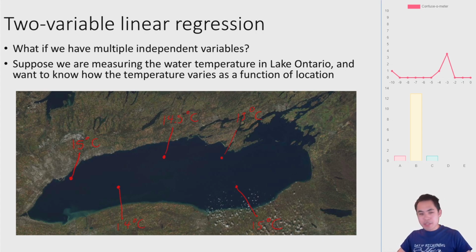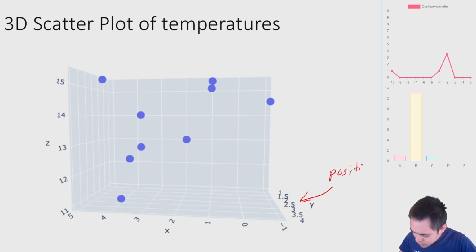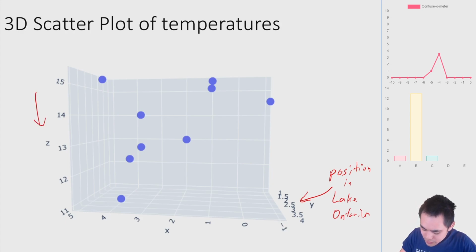And the answer is, well, yes, or we wouldn't be having this course. One way to imagine it is when we have these data points with two independent variables and one dependent variable, it's sort of like a function from the plane to the z-axis. So instead of having a surface going through the 3D space, you have a bunch of points scattered around in your 3D space. You can think of the x and y axis down here as position in Lake Ontario, and the z-axis here is the temperature.